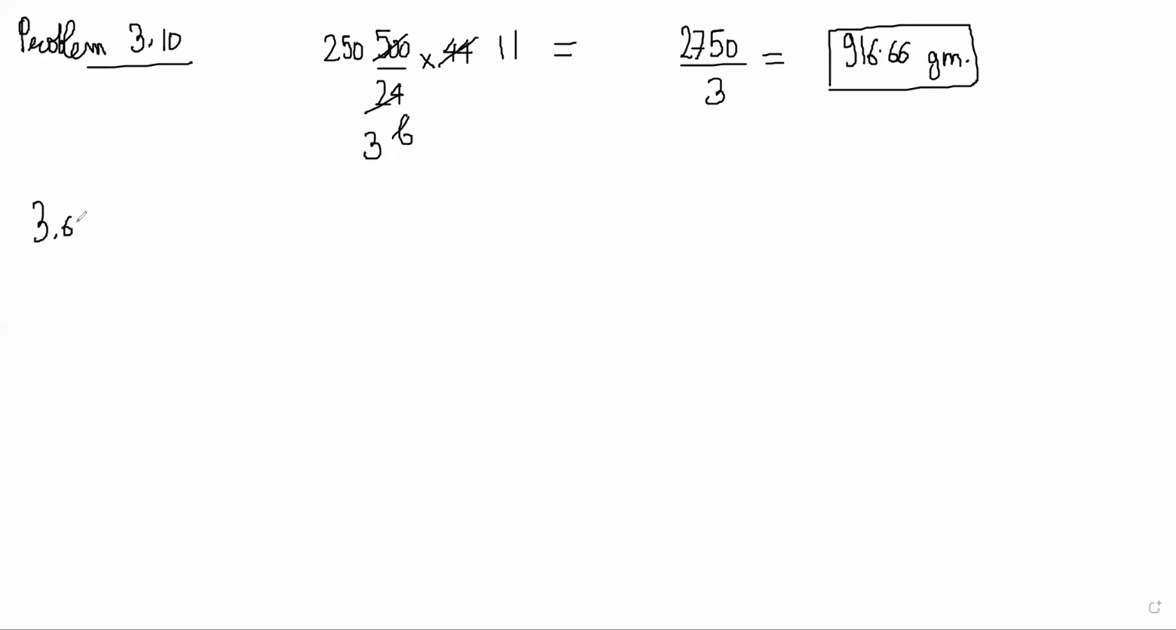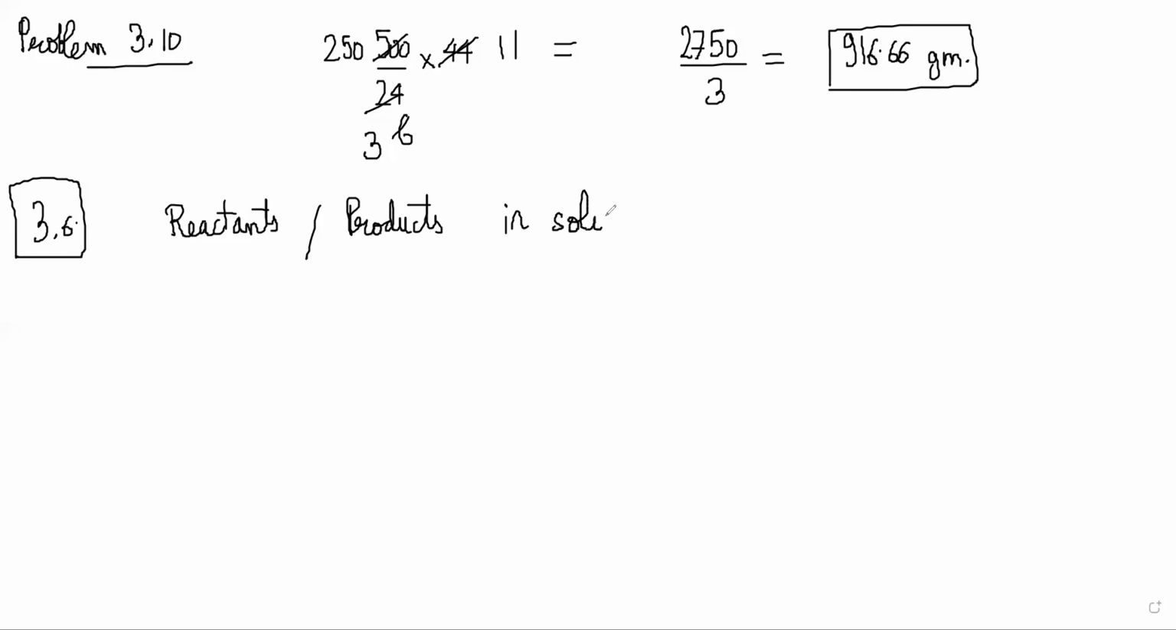So section 3.6 will talk about reactants and products in solution. Many reactions actually happen when things are dissolved and then mixed. You hardly ever see reactions where solids are reacting with each other. Like in the lab, you will not do reactions where you mix two solids and then the reaction will happen. Why is that? Why will you not do such reactions?